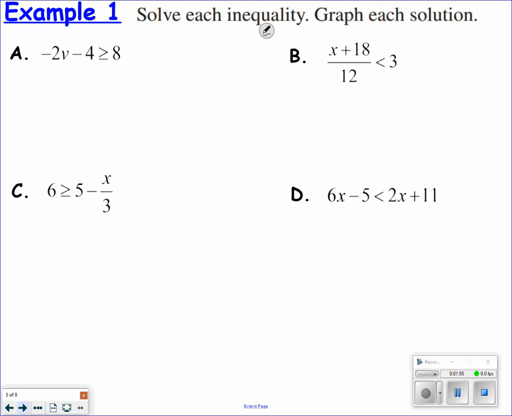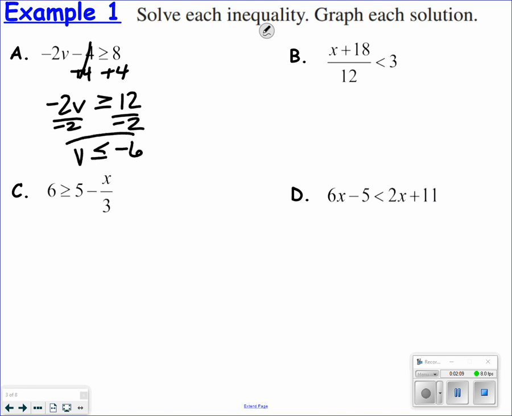So here we go. Just like solving, I'm going to add 4 to both sides. Adding 4 does not change the inequality symbol. Next, I'm going to divide by a negative 2. That does change the inequality symbol. And then the graph, we've got negative 6, closed circle, and v is less than. So I'm going to shade to the left.